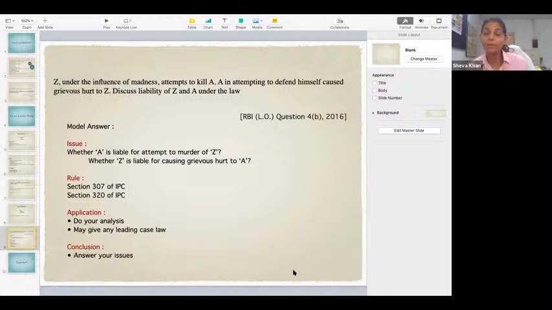So once you're done, then you can add leading case law, agar koi isme aapka case law hai us question mein. Then finally you can answer your issues in the conclusion. Now please keep in mind, इसको ऐसे heading लगा के नहीं लिखना है that this is the issue, this is the rule, this is the application. वो it'll look like this only. It'll look like कि आपने slide उसको वहाँ पे लिख दिया है.